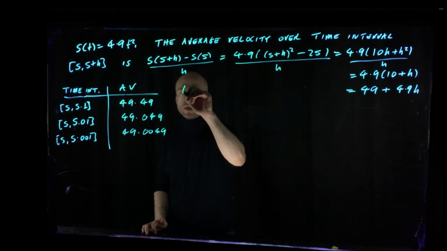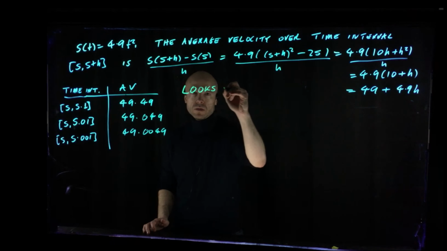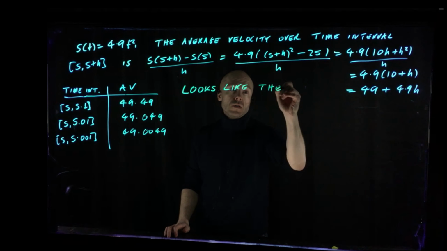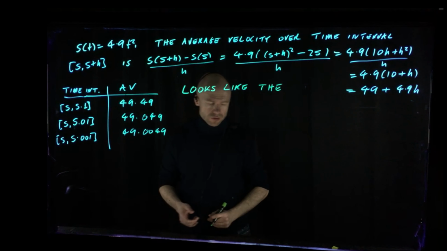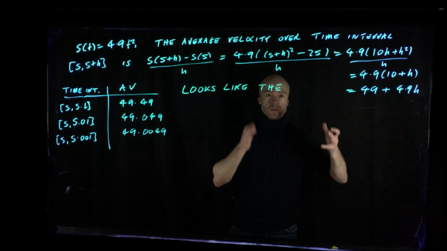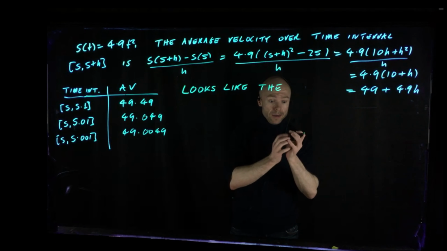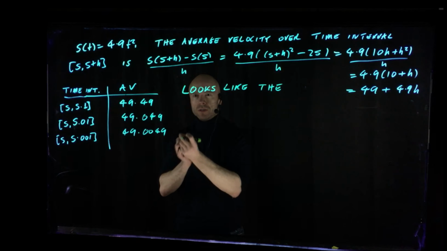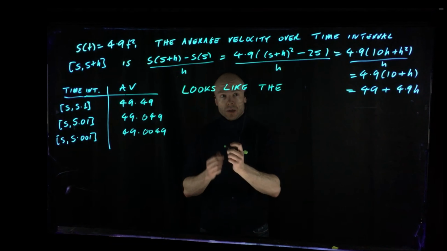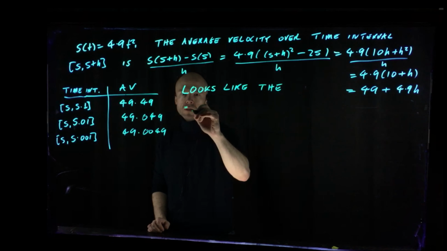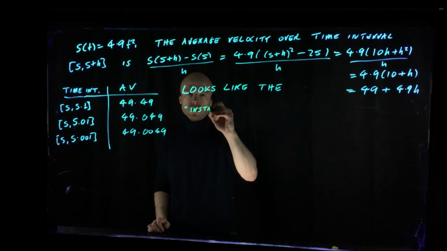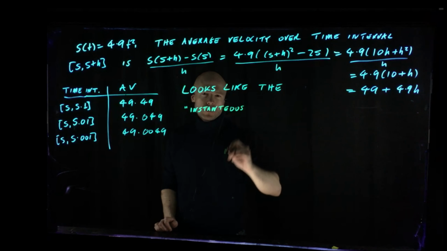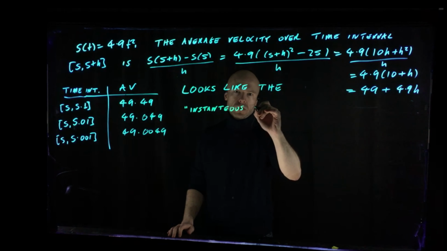So it looks like the velocity, and now I'm going to write instantaneous velocity, just to underline that this is something we've obtained by taking the limit of smaller and smaller average velocities over a time interval. Okay, so I hope it's spelled this way. I don't think it's spelled this way.